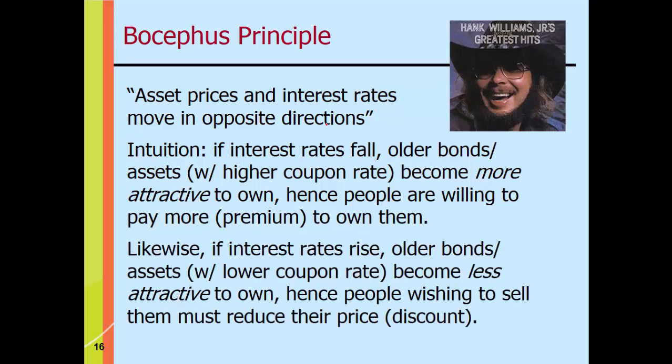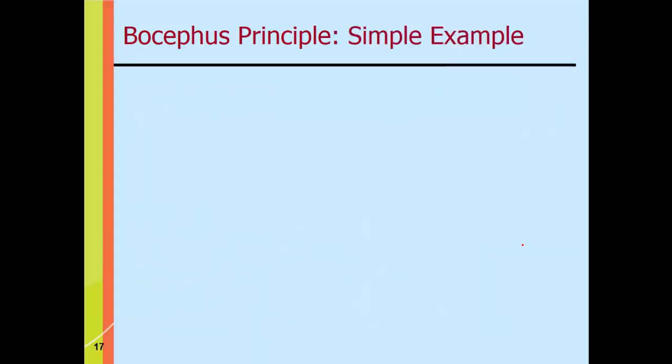Likewise, if interest rates rise, older bonds are now less attractive because they're paying a lower coupon rate, and people are less interested in owning them. They might be more willing to sell them, and then to get rid of stuff that you don't really want anymore, you might have to reduce the price. Those bond prices will fall until their yield matches current interest rates. Okay, and I know that's complicated, so let's look at a simple example.